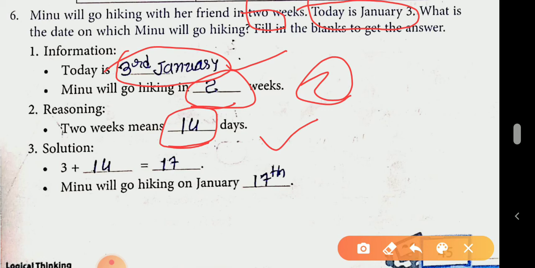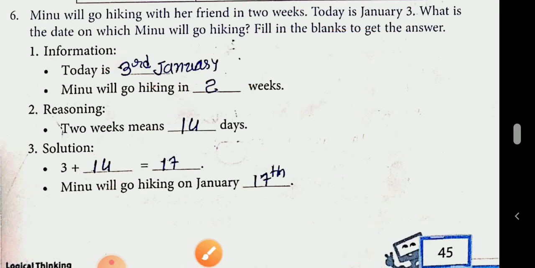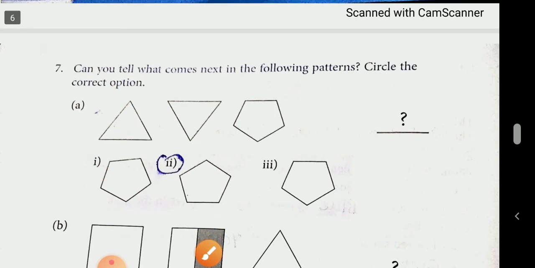So here your solution. Minu goes hiking with her friends 2 weeks after the 3rd. It means 14 days. So here your solution is 3 plus 14 is equal to 17. Okay students, I hope you all easily understand this solution. Now we move to our next solution.